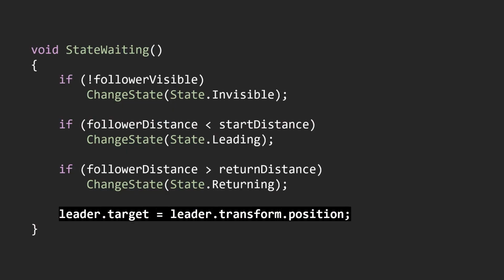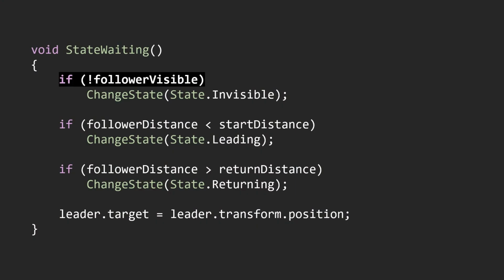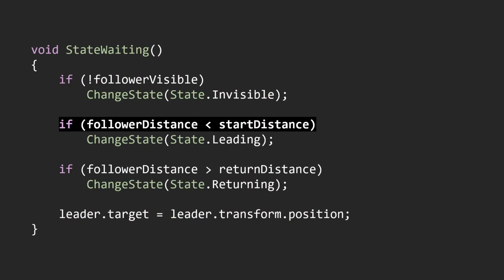We then move on to the transitions. The first one is pretty easy. If the follower is not visible, and the exclamation mark means not, so if the follower is not visible, we change the state to the invisible state. That's pretty obvious. The next one is a bit more complicated. If the follower distance, the distance between the player and the NPC, gets shorter than the start distance, we'll move into the leading state. So all this is saying is that when the player gets close enough, the NPC should start walking.